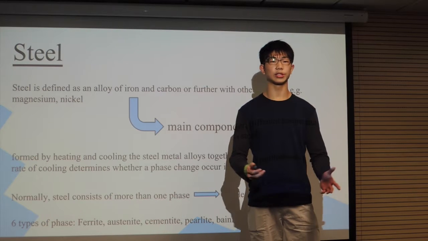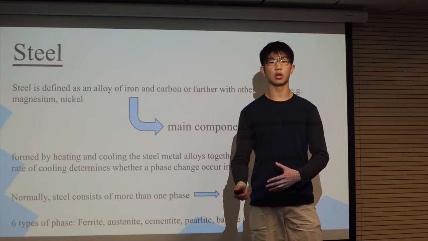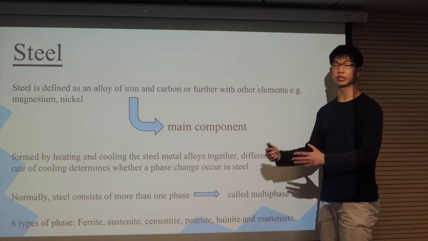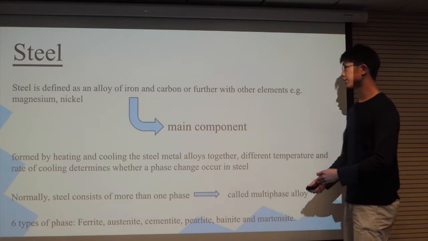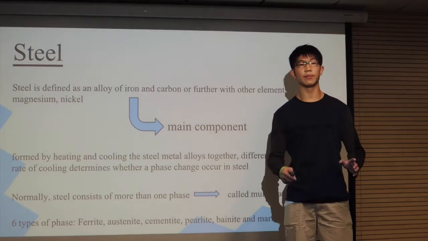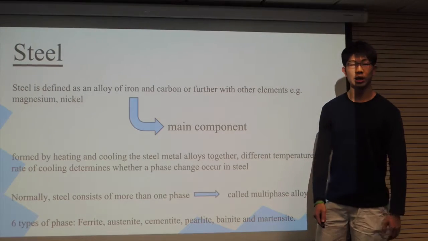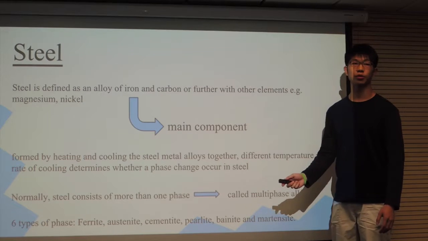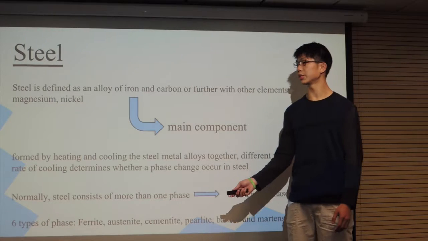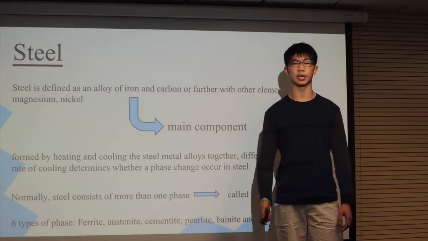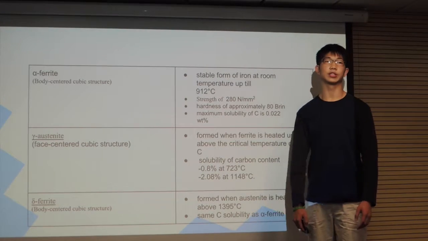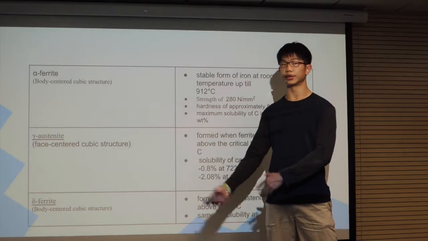So different temperatures and different cooling rates here would determine what phases these steel materials consist of. Normally steel consists of more than 1 phase, so that makes up multi-phase alloys. And here it has 6 types of phase, like ferrite, austenite, cementite, pearlite, bainite, or martensite. We'll focus on these 3 phases because they happen mostly in steel structures.